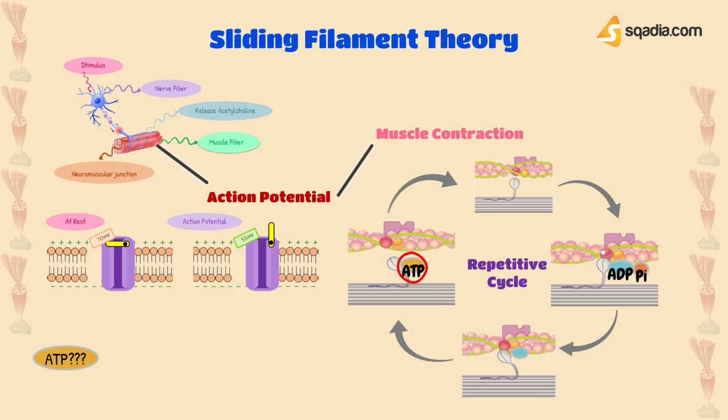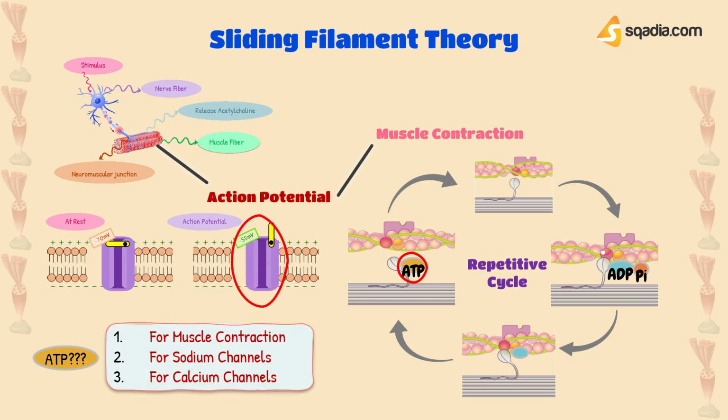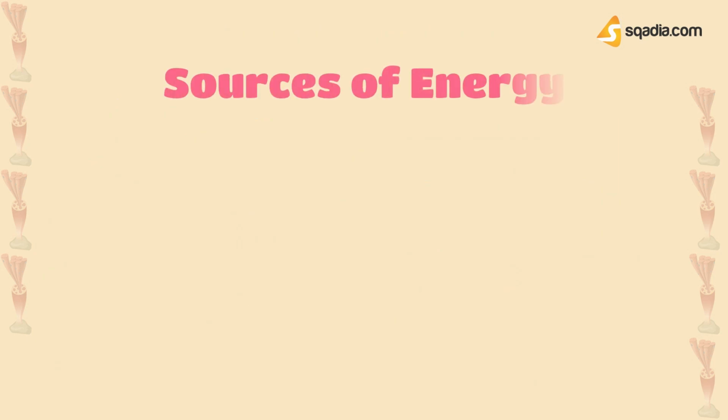There are two other minor points where energy is required: when the sodium channels are required to get opened and when the calcium ions are needed to be opened. These three areas of the muscle contraction process are requiring energy. So, how are these three movements facilitated?